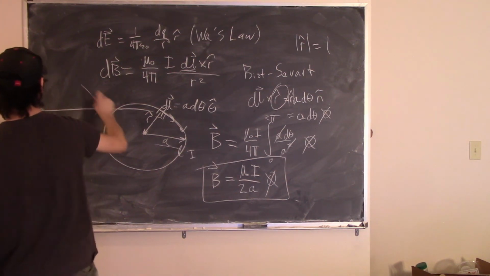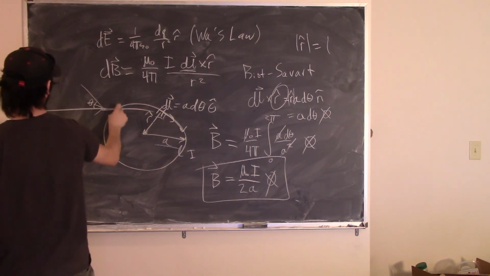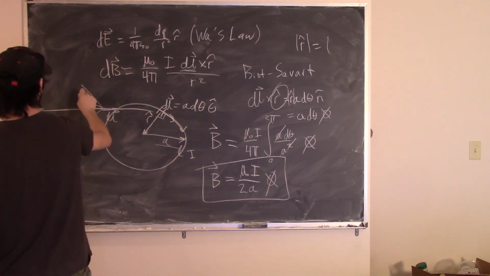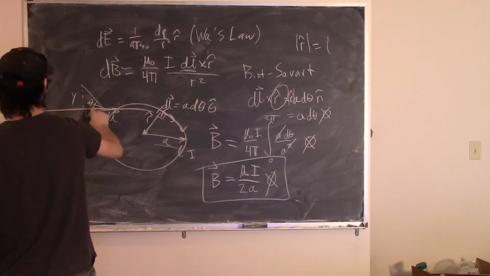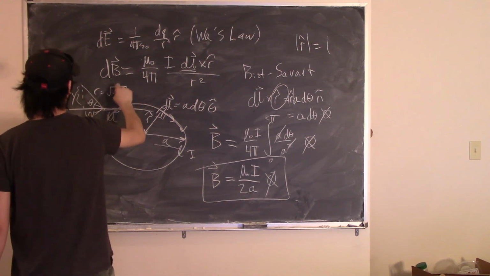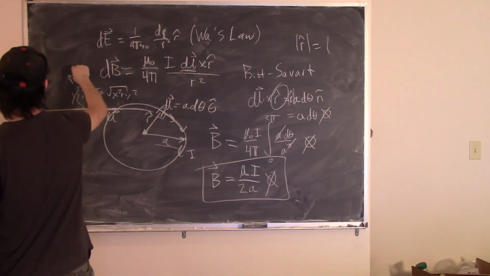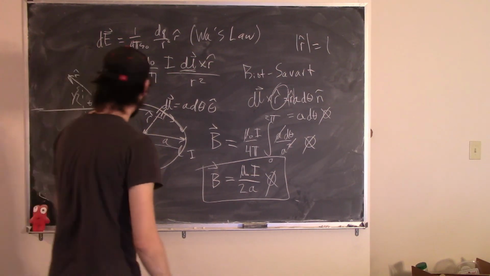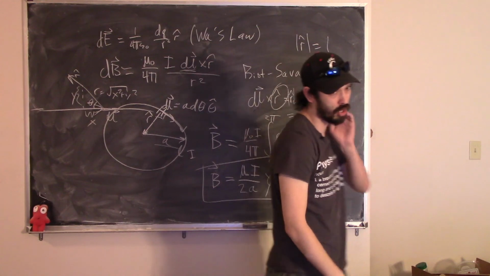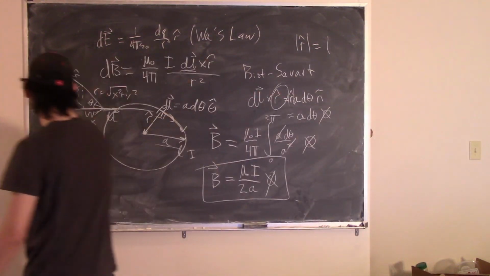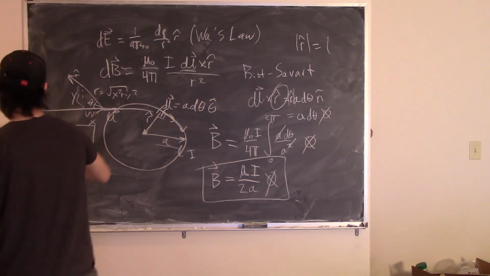And I used this, this is dl, this was what I called y, this is x, r is equal to the square root of x squared plus y squared, and then this is the unit vector r hat. And then when I integrated this, this goes from negative infinity to infinity. In the homework, you just have this square.